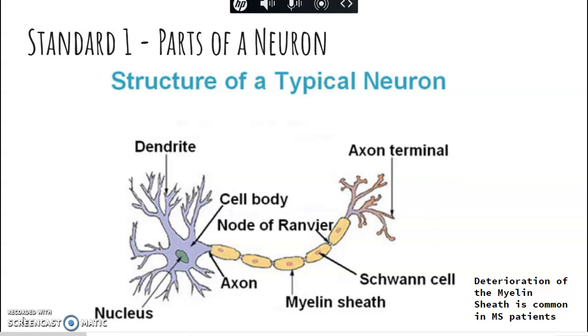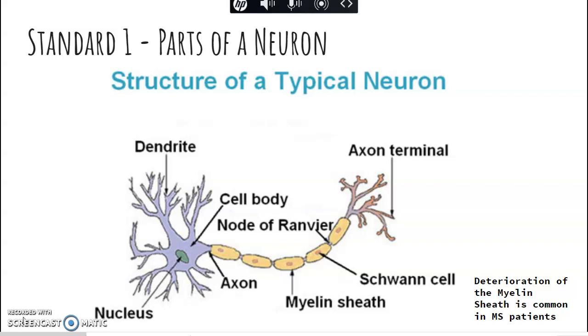The nodes of Ranvier and the Schwann cell, those are like higher level questions. You might see those on the AP exam, but you probably won't see them tomorrow. Nodes of Ranvier are just the spaces between the Schwann cells of the myelin sheath. So that's really what you're looking at.